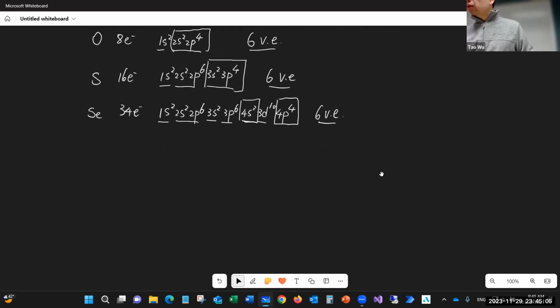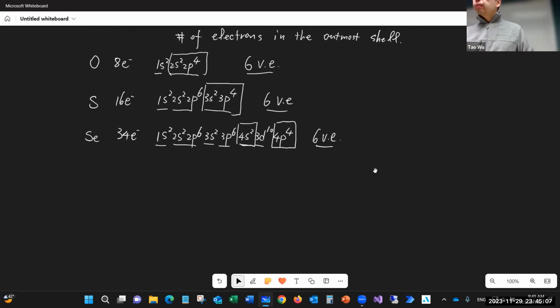Once we know the valence electrons, we can easily determine the Lewis structure. But just to let you know, you don't always have to draw the electron configuration to figure out the valence electrons. You just need to remember the group number. We're not talking about the transition metals, so we don't have to worry about that part. We're only talking about the main groups.